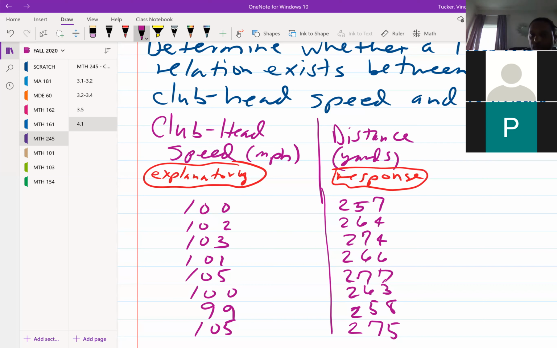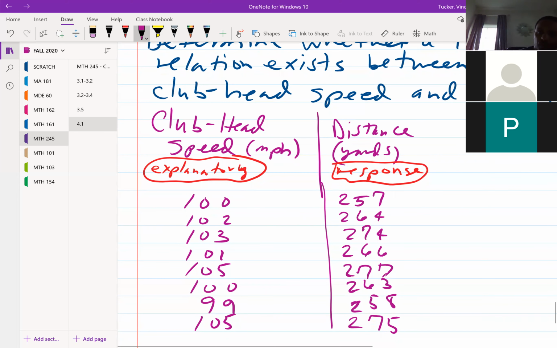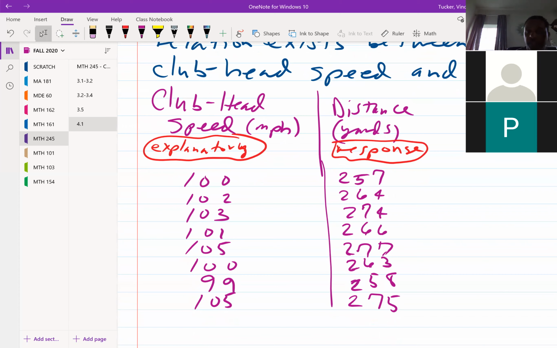So just to reemphasize the relationship here, your club head speed is your explanatory variable. Your distance is your response variable. So how fast he swings the club dictates how far the ball travels. So that's going to matter when we go look at the next section. Which one is your explanatory and which one is your response will matter as you plug in and go through your calculations. It doesn't matter in this example. I was just re-emphasizing that relationship between explanatory variable and response variable, but it will matter as we progress forward. So this is your data set.